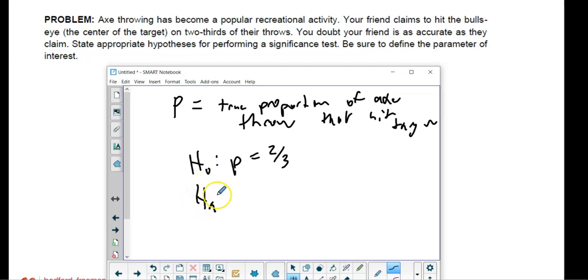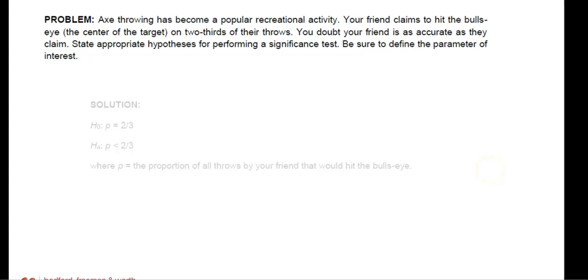The alternate, let's see if they stated a direction or not. Make sure you don't use P hat here. We're talking about the population parameters. So you doubt your friend is as accurate, so we think it's less than 2/3. See, we don't think he's hitting the target that much, right? So let's see what they said. That's right.